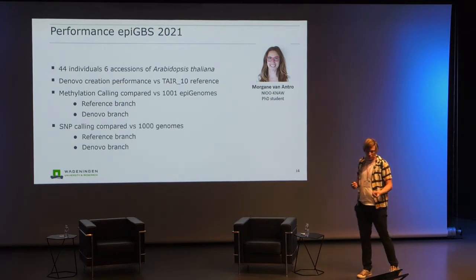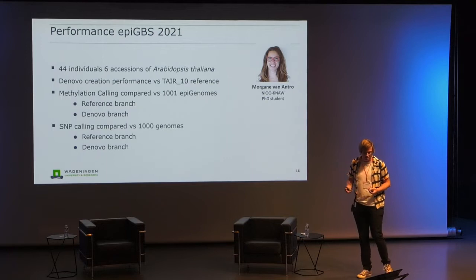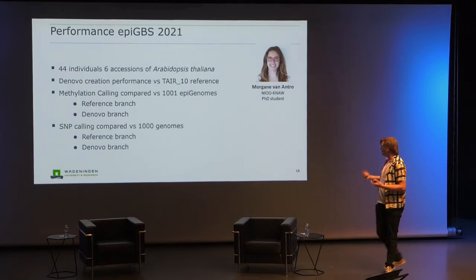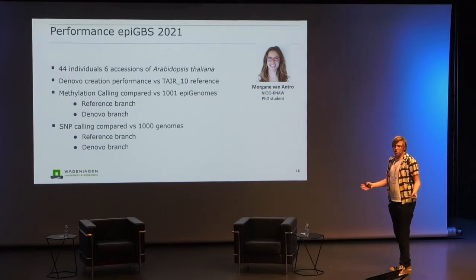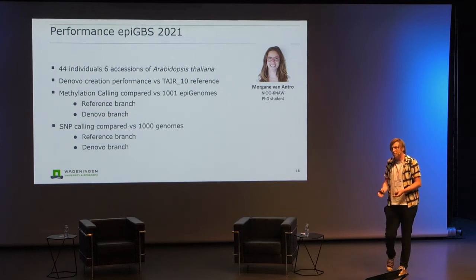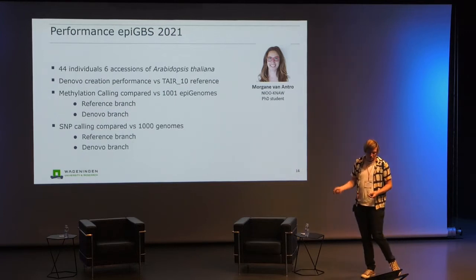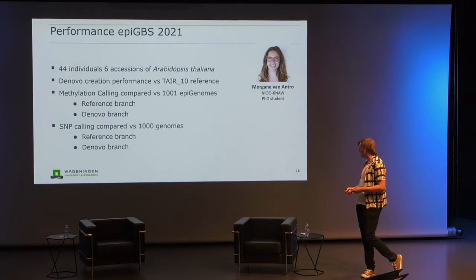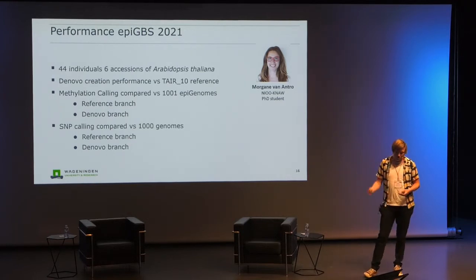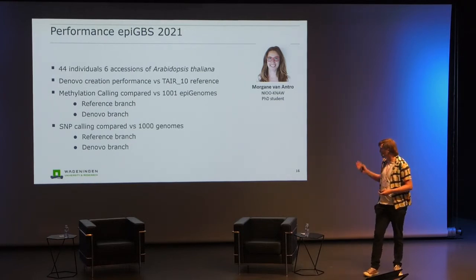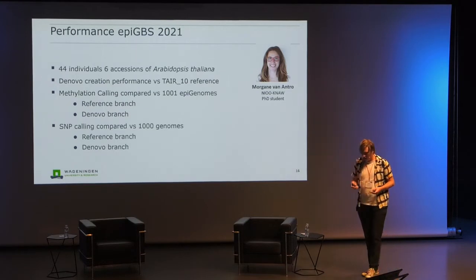There are 3 different things that we're really interested in. The first one is the de novo creation: how well do we create a de novo reference compared to the Arabidopsis reference? How well does methylation calling perform, which we compared to the 1001 epigenomes? And how well does the SNP calling perform, which we also compared to the 1001 genomes?